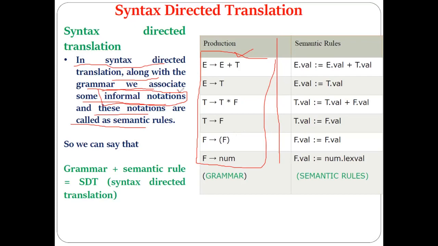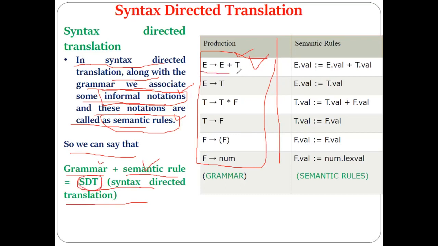Now there is a particular name for these informal notations also. These notations are referred to as semantic rules, which means that to this original grammar we attach some informal notation, and those informal notations are called semantic rules. After associating the informal notation in the form of semantic rules, the new grammar we get is referred to as a modified grammar, or also as a decorated grammar. From this we can say original grammar plus semantic rules is referred to as syntax directed translation.